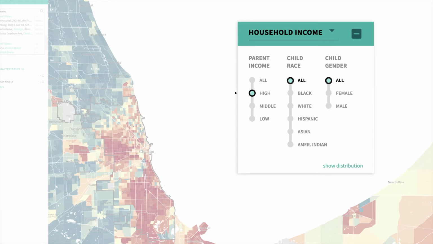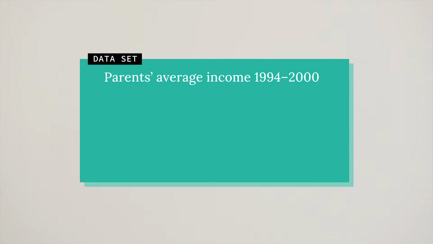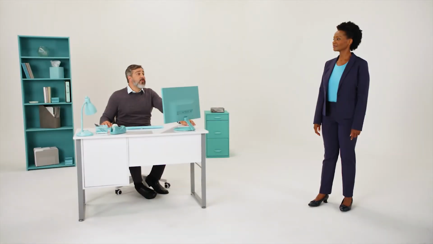As a reminder, we measure incomes using information from tax return data. For parents, we use their average income between 1994 and 2000 as reported to the IRS. For their children, we measure average income from 2014 and 2015. That is when the children in our data set were in their mid-30s, which is typically when adults' income ranks stabilize. These incomes are in 2015 dollars. To make the comparisons clear, everything in the Opportunity Atlas has been adjusted for inflation. That is super helpful. All right, back to the Atlas.